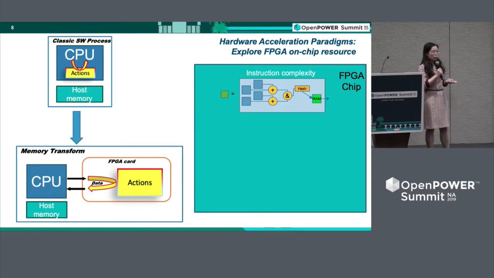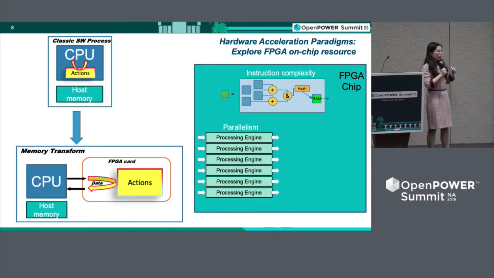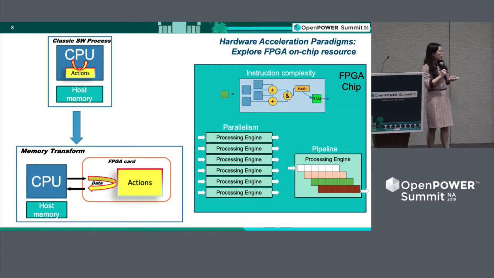And another important thing is to utilize parallelism. That means you must equip multiple engines and finely tune the pipeline between the data dependencies. So in that case, you can get the computation accelerated on the FPGA card. So this is the first paradigm.